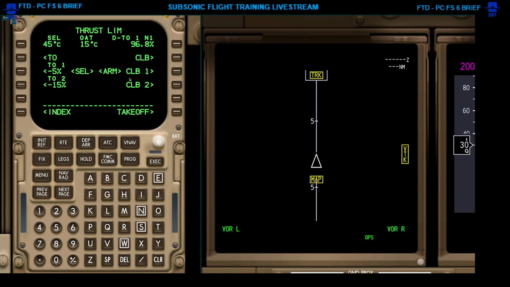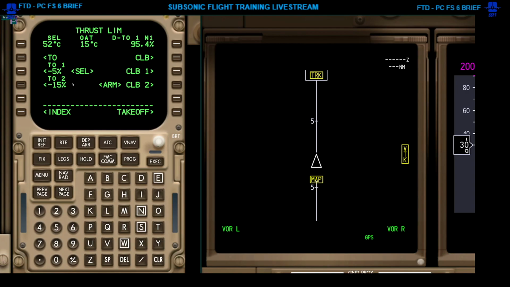And again, you can see here that it still arms CLB 1, which means the thrust is somewhere between 5 and 15% reduction. It's going to be more than 5%, but less than 15% with that temperature in there. If you put 52 in here, then you can see it arms CLB 2, because we're selecting TO1, which is a fixed 5%, but then we put that assumed temperature in there.